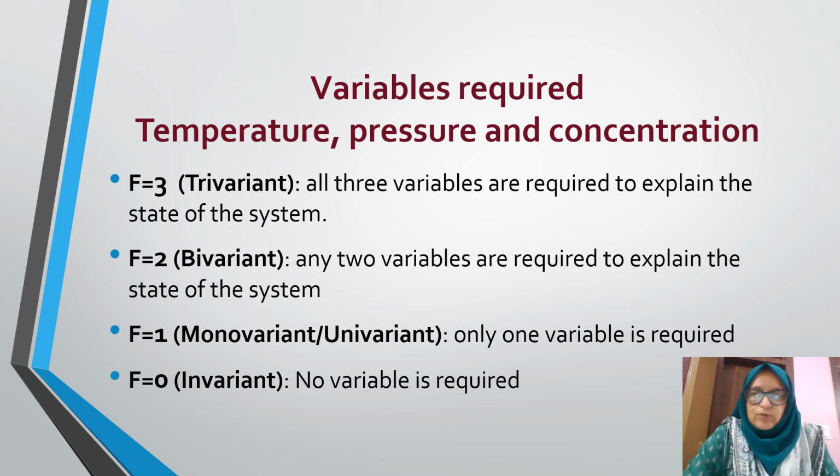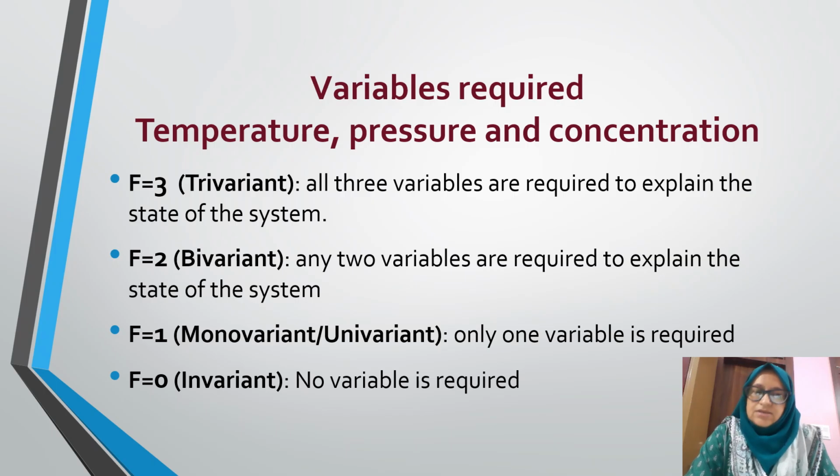Suppose for a system F is equal to 0, according to my Gibbs phase rule, that is F is equal to C minus P plus 2. If somehow I am getting F is equal to 0, at that particular time my system will be considered an invariant system. That is, now I don't require any variable to explain the state of the system.